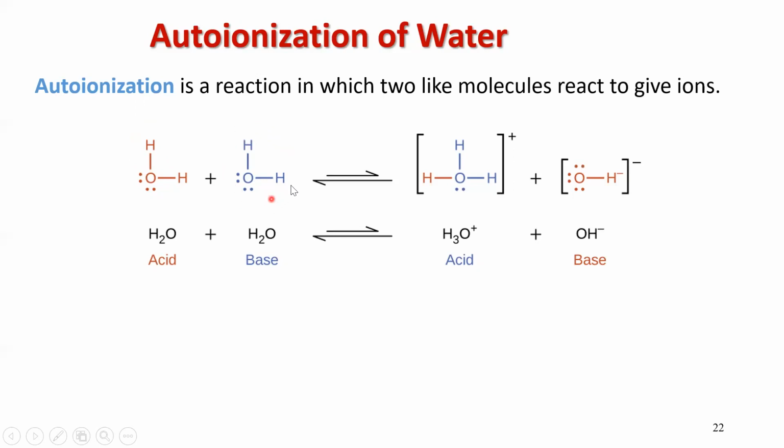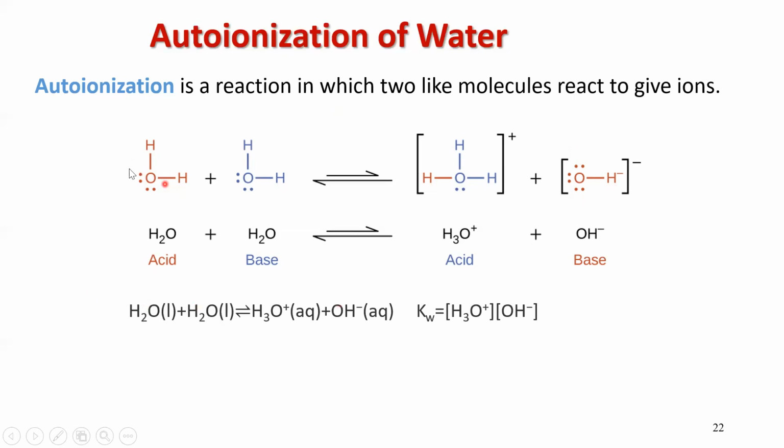So when water acts like a base and accepts a proton, it forms hydronium, which in the reverse direction is the acid. And when water donates a proton, it's acting like an acid and it forms hydroxide, which is the base. And we could rewrite it like this instead of writing the Lewis structure. So we've got water reacting with water. That's an autoionization, when two molecules that are the same are reacting. We produce hydronium and hydroxide.